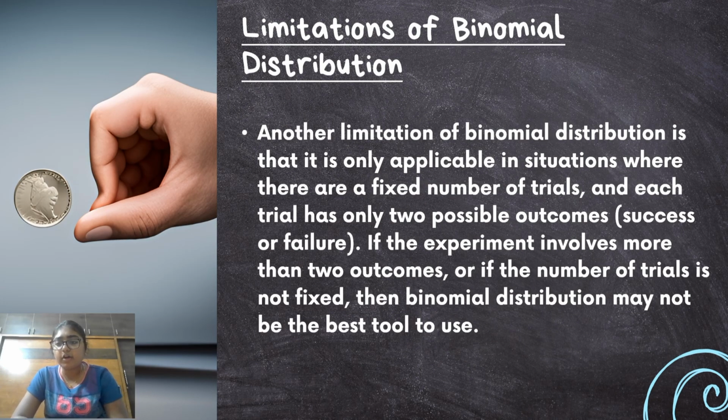Another limitation of binomial distribution is that it is only applicable in situations where there are a fixed number of trials, and each trial has only two possible outcomes, success or failure. If the experiment involves more than two outcomes, or if the number of trials is not fixed, then the binomial distribution may not be the best tool to use.